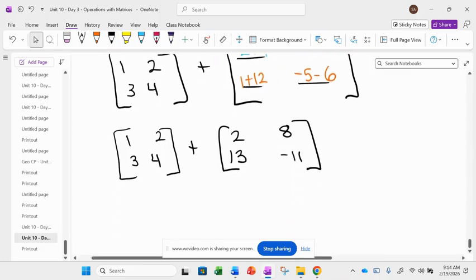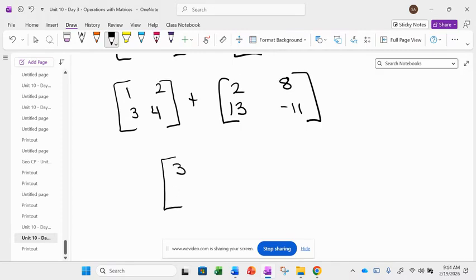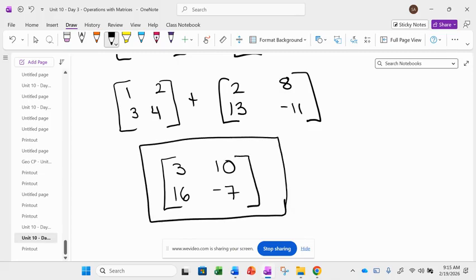Okay, now we just add. What is the only rule we need to be able to add? Violet? Yeah, the matrices have to have the same dimensions. Do these have the same dimensions? Absolutely. So all you do is add the elements that are in the same position. So now I'm going to have a 1 plus 2, which is 3, a 2 plus 8 is 10, a 3 plus 13 is 16, a 4 plus a negative 11 is a negative 7. And that's our solution there. All right, we are done for today.